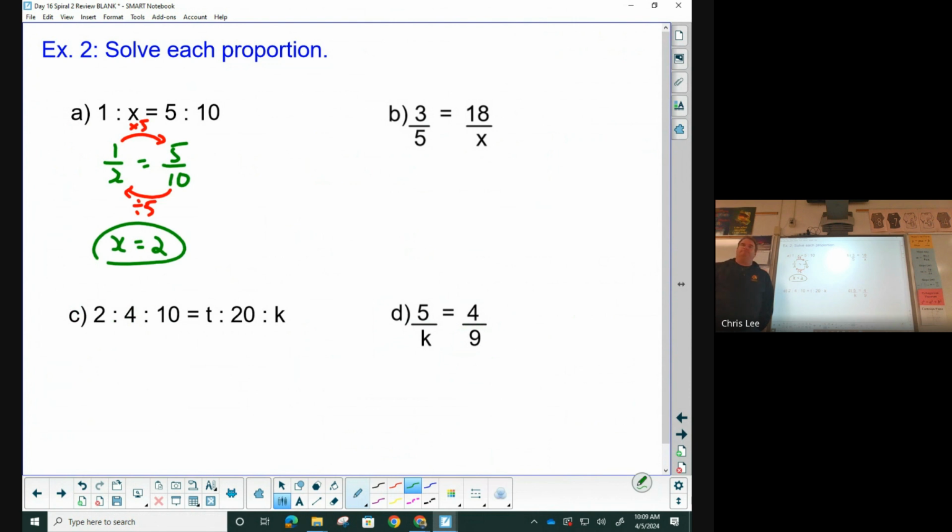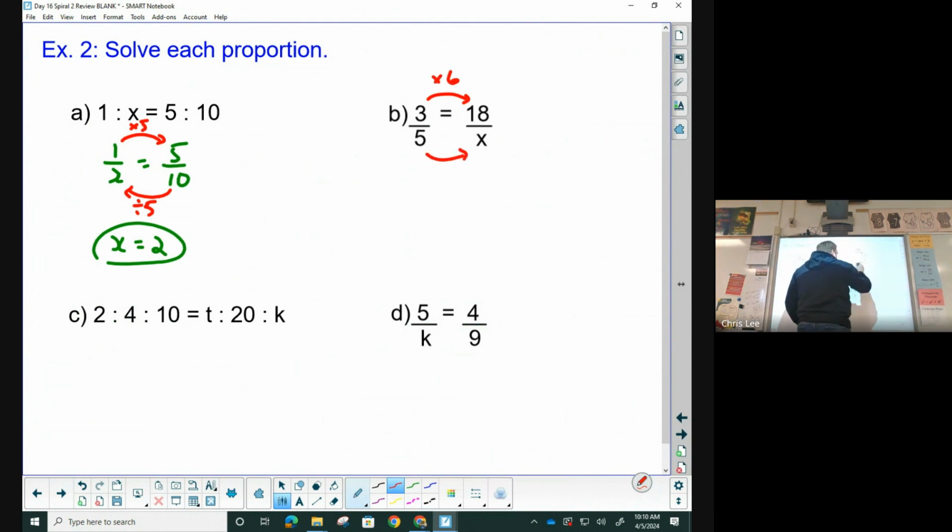Okay? So if they're friendly numbers, great. Are these friendly? Maybe. Kind of, yeah. Yeah? So let's see if they're friendly. Look, we might as well do a friendly way. What do I do from 3 to get 18? What's 6? Times 6. Times 6, right? It's always got to be times or divide, right? Not adding. So times 6, so that means x equals 30.